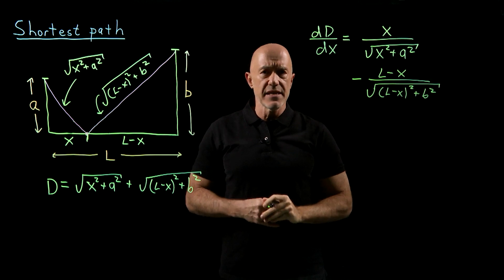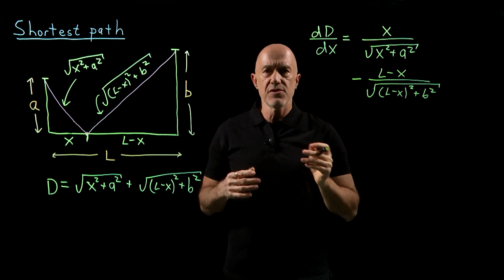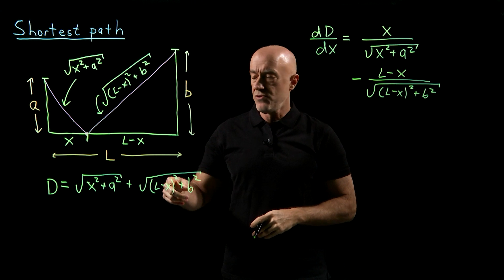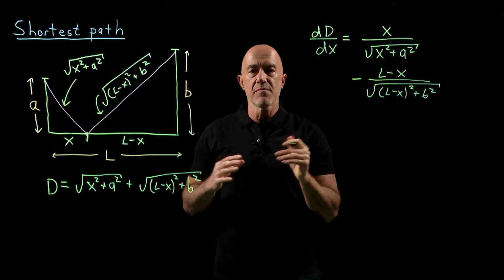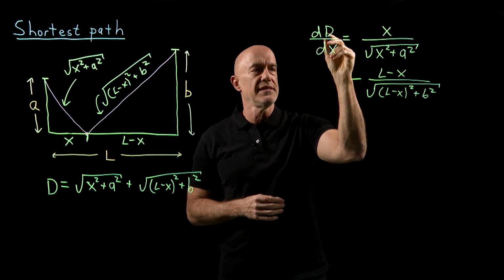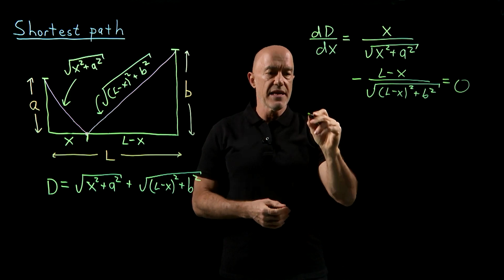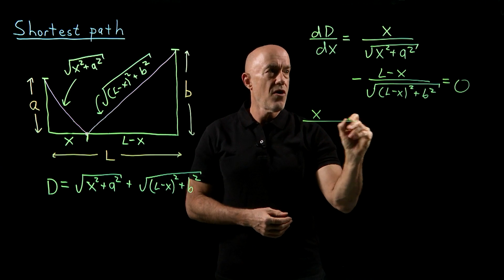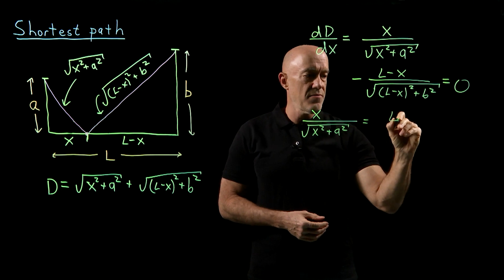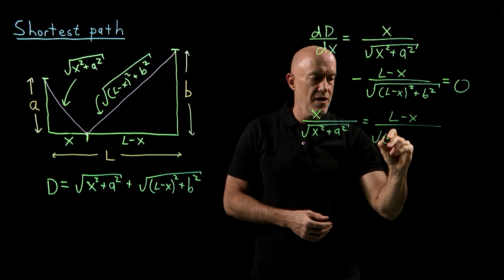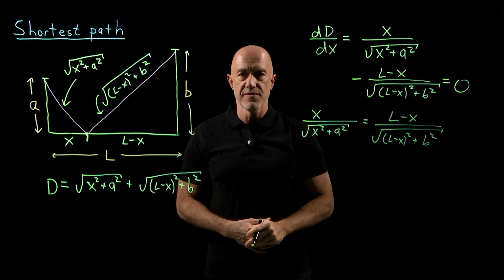Again, as a beginning student in calculus, this would be too much for you to do in your head. So if you need to, you stop the video, you get a piece of paper, and you show that this term here is the derivative of this second term. Okay, we're solving a minimization problem. We're finding the minimum of the function D with respect to x. So we want this to be equal to 0. That gives us an equation. So we have x over the square root of x squared plus a squared is equal to L minus x over the square root of L minus x squared plus b squared. Okay, and that's our equation for x.